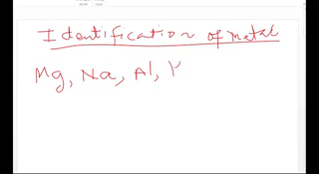Potassium. That's K. Let me give you a few of these metals. There are so many. Let me give you a few of them that are very prominent, that everyone here is supposed to know.